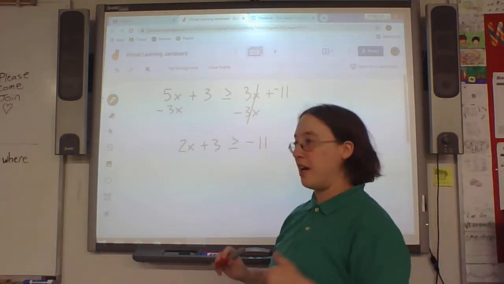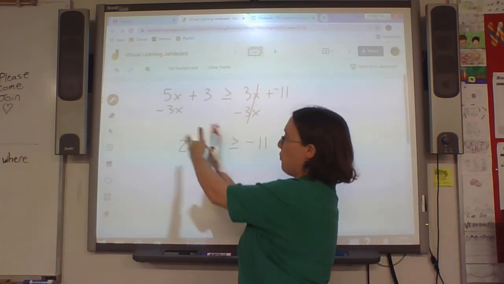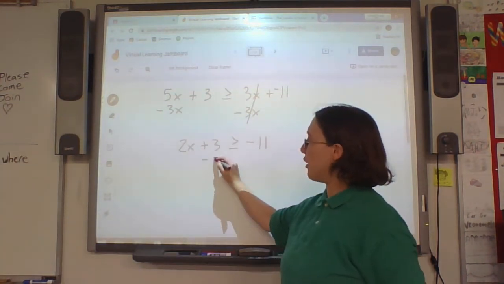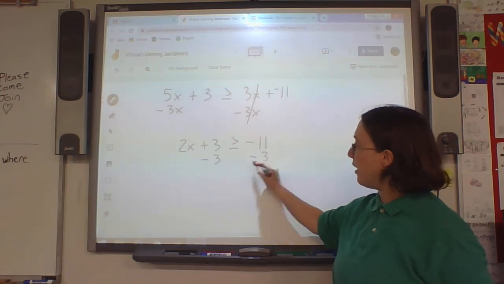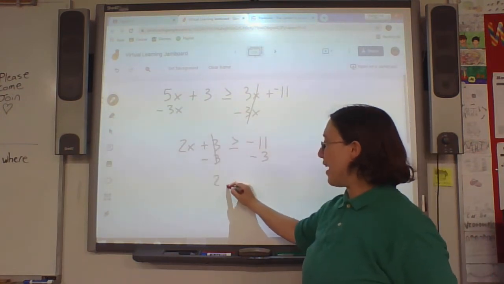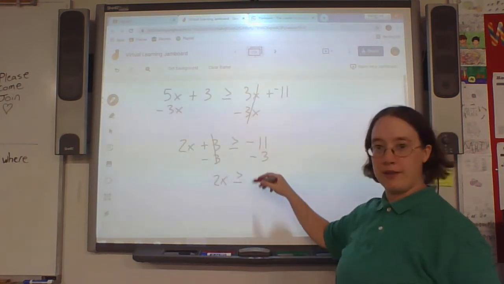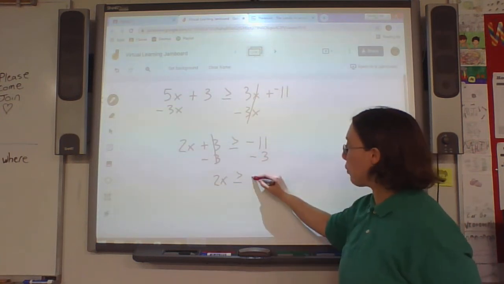All right, now we're down to getting rid of adding before getting rid of multiplying. So we're subtracting a 3 to get rid of adding a 3. And we've got a 2x. And then over here, negative 11 minus 3 gets you a negative 14.